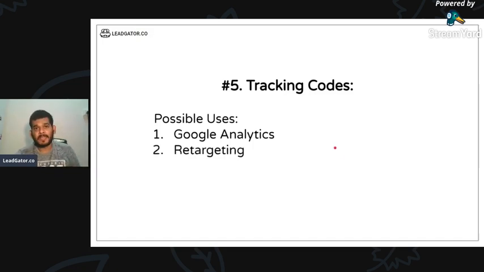Then, the second type of tracking codes are used for retargeting. When a person visits your website, you can retarget these people with your ads. And I also call this online follow up.